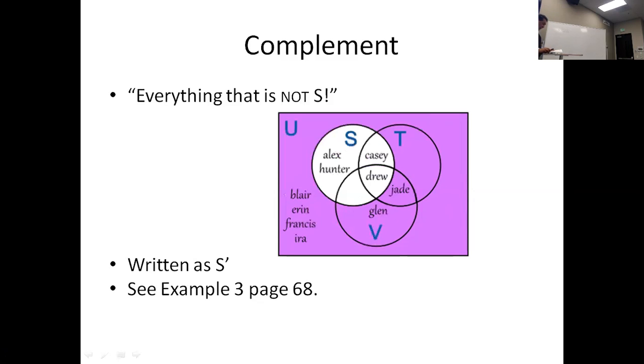Okay. Look at example 3. You have U, set U is 1, 2, 3, 4, 5, 6, 7, 9. Set A is 1, 3, 4, and 7. Find what is A naught.